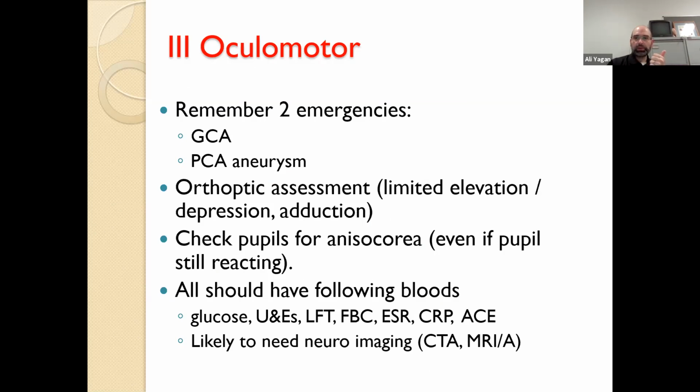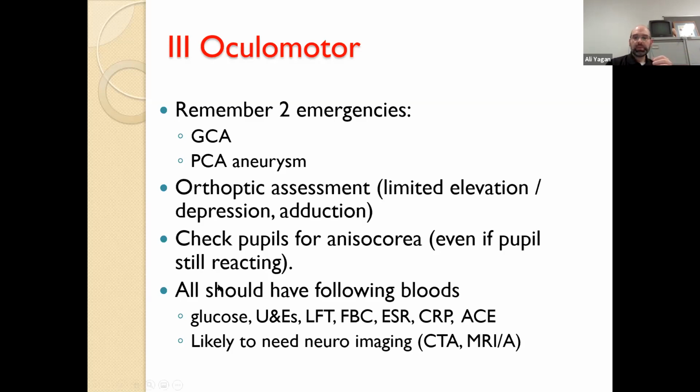We've seen quite a few where they come with a typical PCA. They don't have any vision problems, but they have third nerve palsy. And you have to really be careful about these and pick it up rather than just assume it's nothing serious because there is no vision damage. The other emergency is, as you know, the posterior artery aneurysm. And you need to pick that up and investigate it and deal with it if it's there as soon as possible.